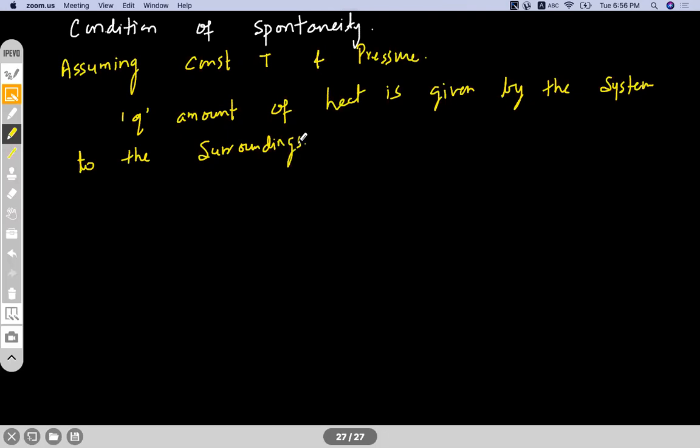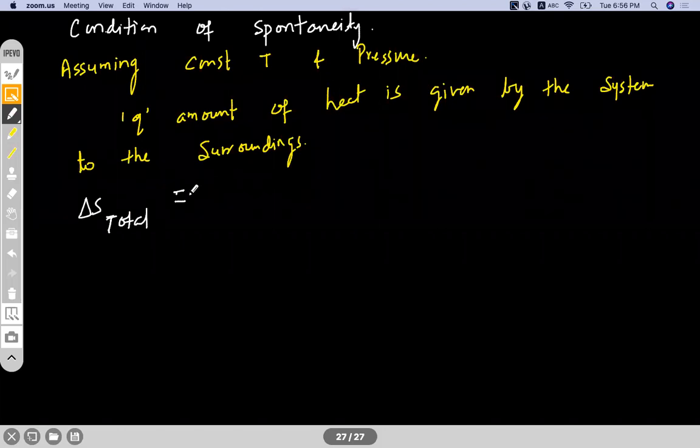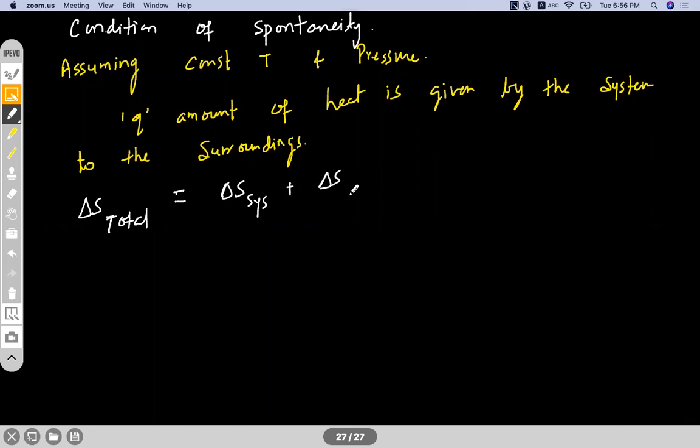So the system is giving heat, right? What is delta S total? Obviously delta S total, we know it is greater than zero always, because by the second law, entropy keeps on increasing. Delta S total will be greater than zero, and this we can write as delta S of system plus delta S of surroundings.